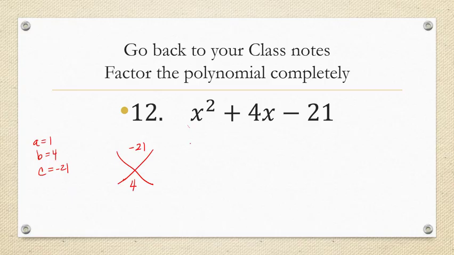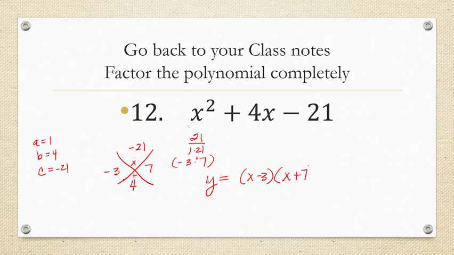So you're going to write the factors of 21, 1 and 21, and 3 and 7. It's probably going to be a plus minus here. These are going to be the two we choose. Negative 3 and 7. Let's check to see if it works. Is negative 3 plus 7 4? Yes. Is negative 3 times 7 negative 21? Yes. So my factored form, my intercept form, is going to be x minus 3 and x plus 7.